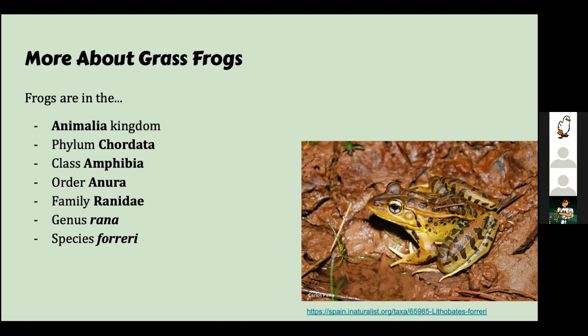More specifically, the frog is a grass frog. So this is the phylogenetic breakdown of that. The scientific name would be the last two, the genus and the species. So this was a Rana pipiens.